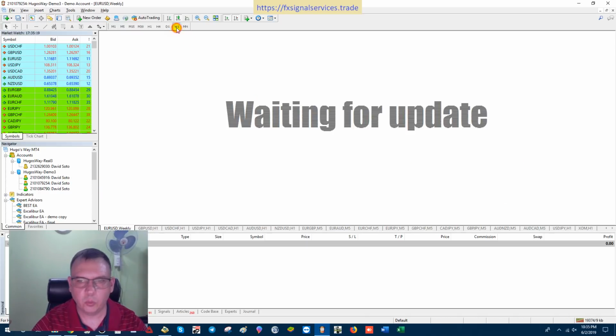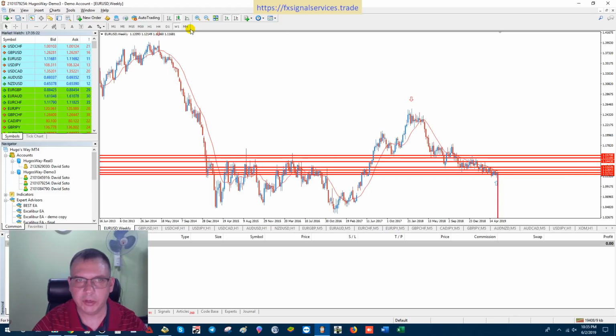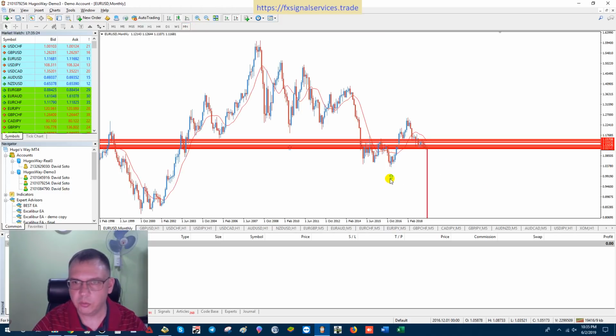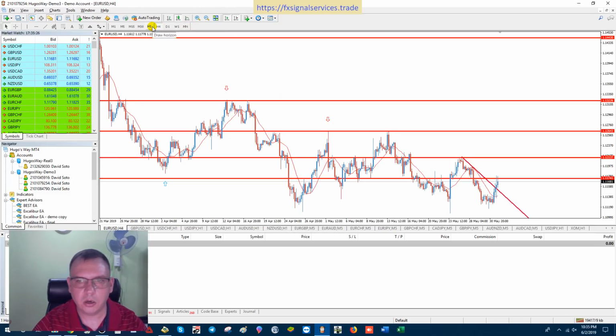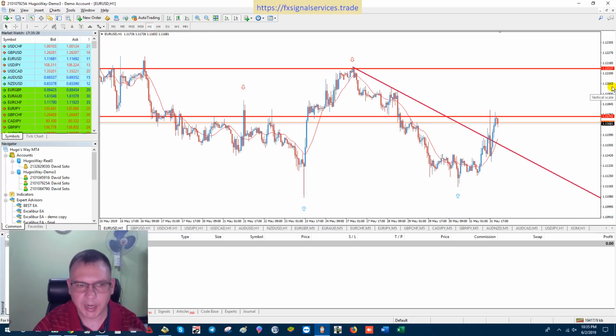If you look at the weekly chart even, we see an up arrow. The monthly chart, we see an up arrow. So all indicators are showing buy right now. So long term, this is definitely going up.